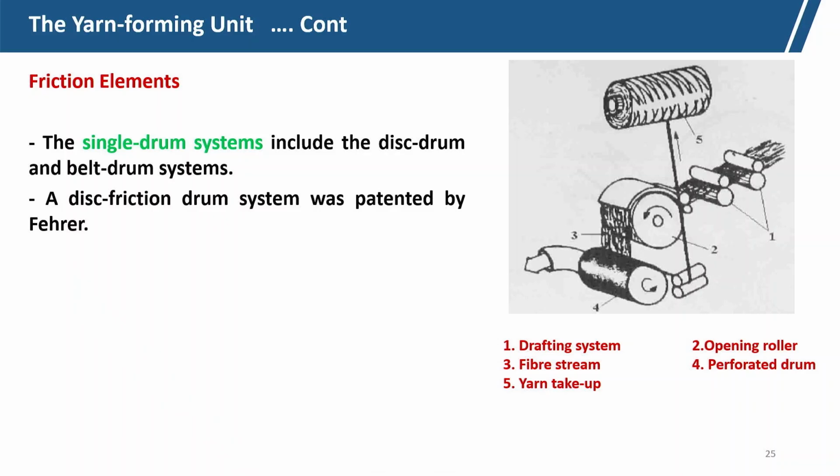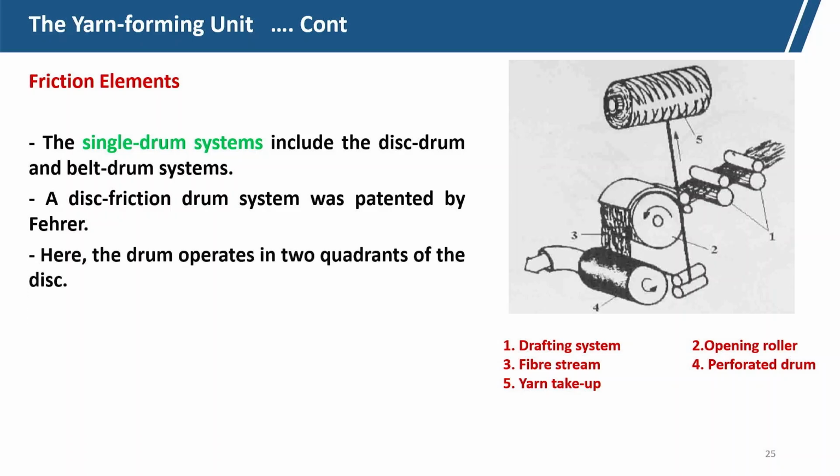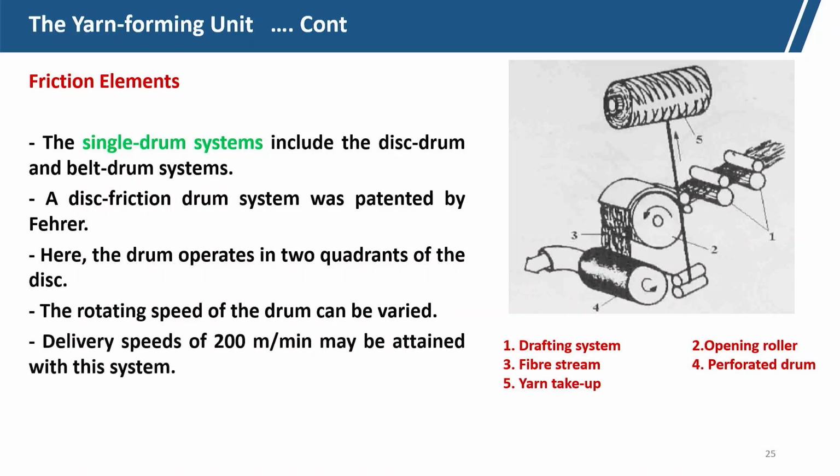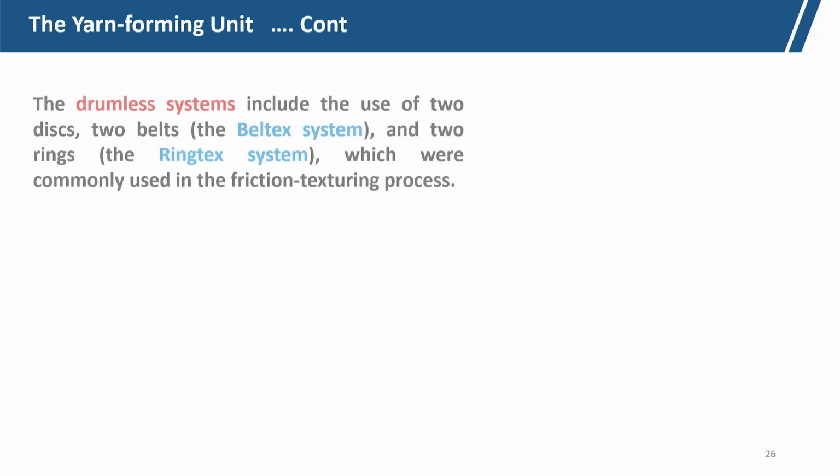A disc piston drum system was patented by Ferrer. Here the drum operates in two quadrants of the disc, the rotating speed of the drum can be varied, and delivery speed is approximately 200 meters per minute. This system, the single drum system, we have already discussed.